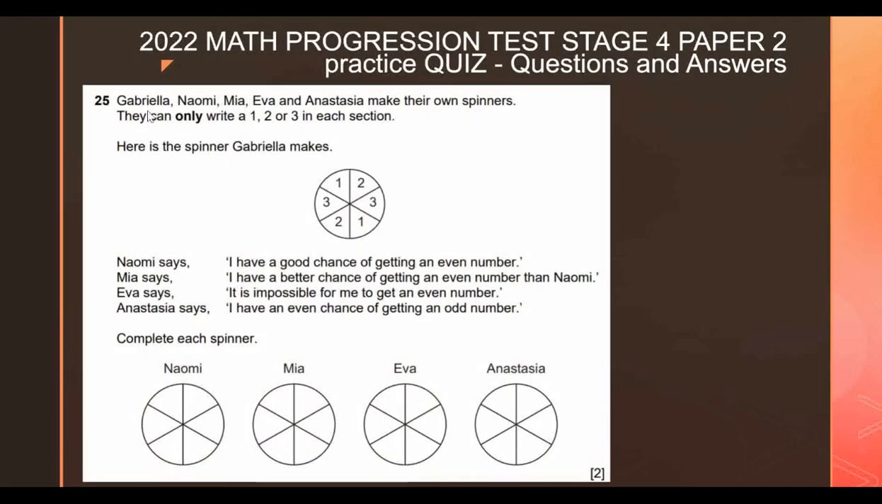Question 25. Gabriel, Naomi, Mia, Eva, and Anastasia make their own spinners. They can only write a 1, 2, or 3 in each section. This is the spinner Gabriel makes. Naomi says, I have a good chance of getting an even number. Mia says, I have a better chance of getting an even number than Naomi. Eva says it is impossible for me to get an even number, while Anastasia says I have an even chance of getting an odd number. Complete each spinner. Here, Naomi, Mia, Eva, Anastasia.